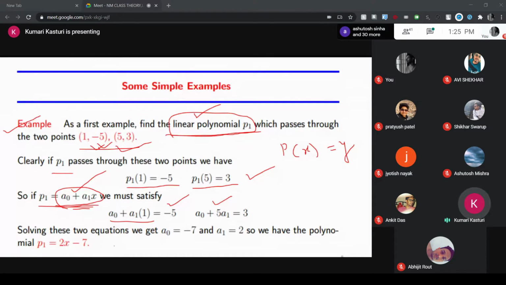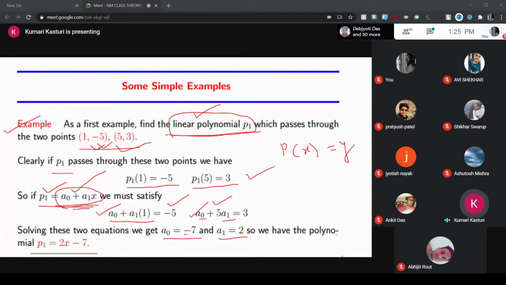Now you have 2 equations, equation 1 and equation 2. There are 2 unknowns, one is a0 and one is a1. If you solve these equations, you will get a0 is -7 and a1 is equal to 2. So after finding a0 and a1, P1 can be written as: a0, how much are you getting? -7. So -7 plus 2x. So P1 is 2x minus 7. Up to this one clear, or any doubt?